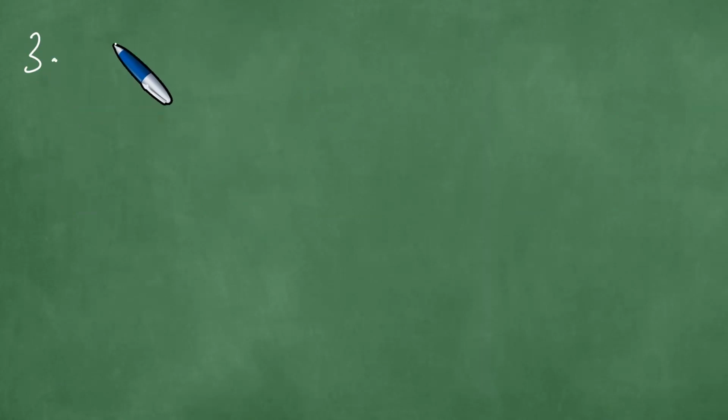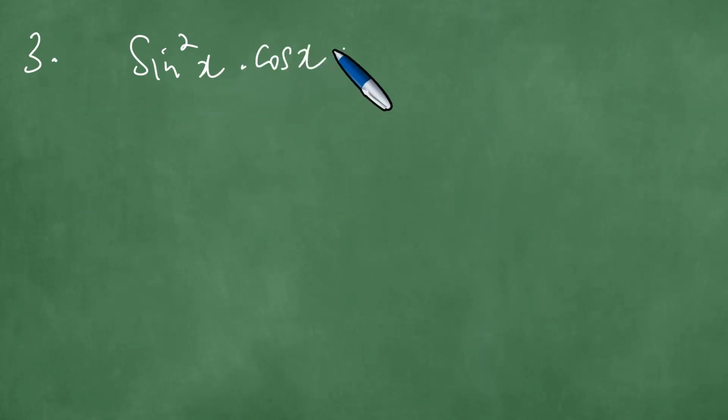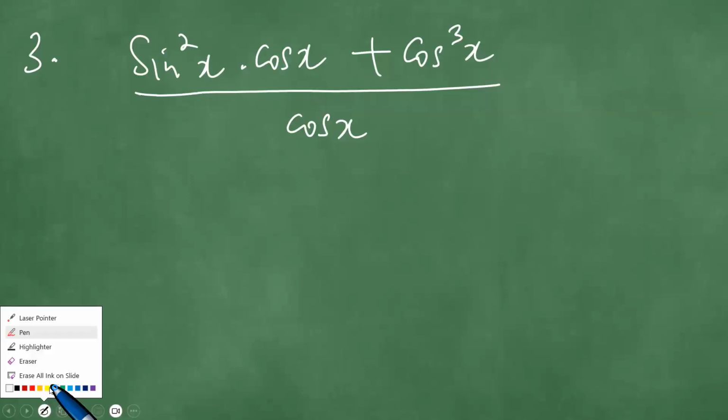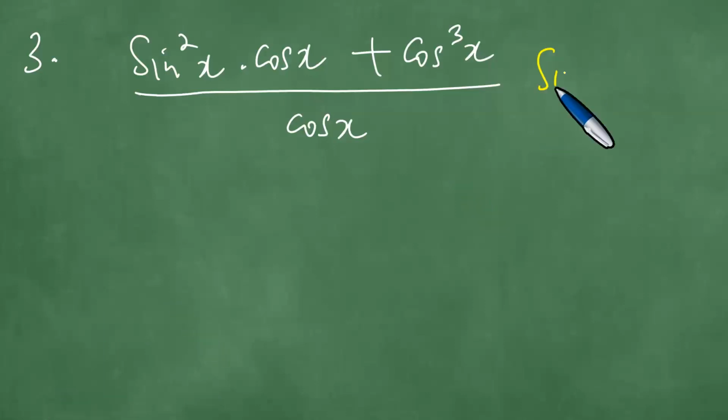Right, you need to simplify this if you're given the following: sine squared x multiplied by cosine x plus cosine cubed of x, and you divide these by cosine x. At this point, what are you supposed to do? You need to simplify this, and let us see how to simplify this.